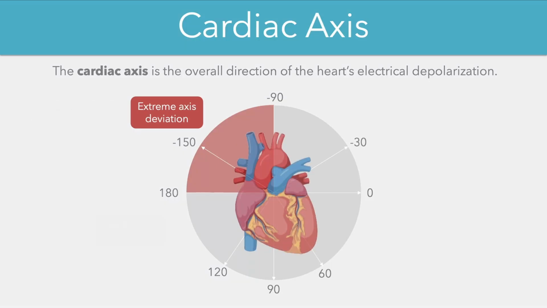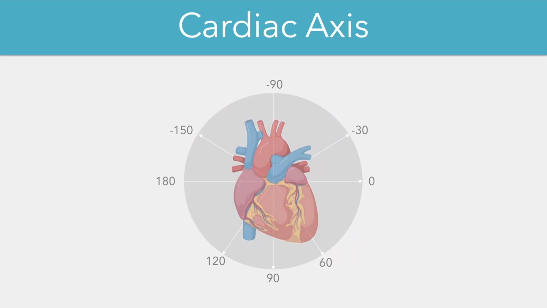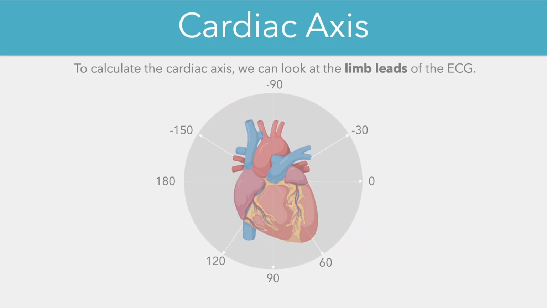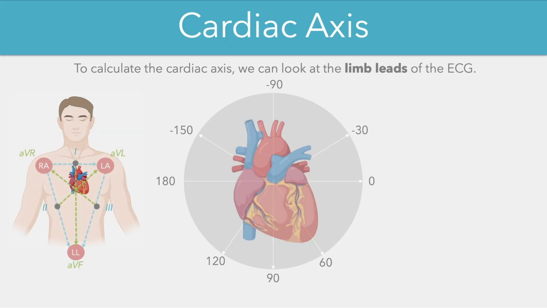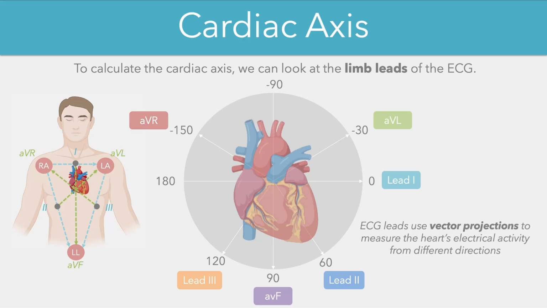Overall, you can see how different types of cardiac axes exist, and it's important to be able to work out the axis to identify any pathologies which might be present. One way of calculating the axis is by having a look at the ECG limb leads, and just as a reminder, these are the leads which are on the arms and legs of the patient. If we plot these leads on our diagram, you can see how each lead represents a slightly different angle of the heart. We can therefore use some mathematical principles or vector projections to measure the heart's electrical activity from different directions, and this enables us to work out the axis.